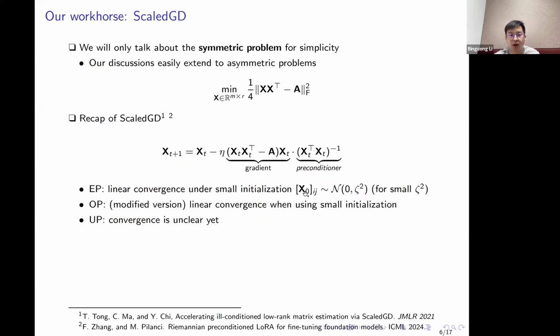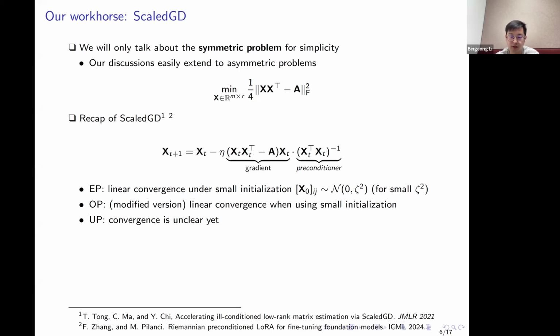Now let's get back to our matrix factorization problem. For simplicity, in my talk, I will mostly focus on the symmetric problem. So essentially, the objective here is minimizing this problem, right? Although I'm only talking about symmetric ones, our discussion extends easily to asymmetric problems. But with the symmetric problem, I can save some notation, and because the insight is exactly the same, I think this could be easier.